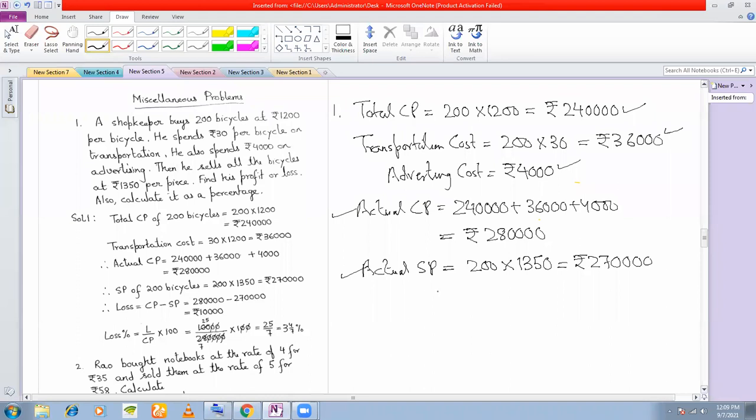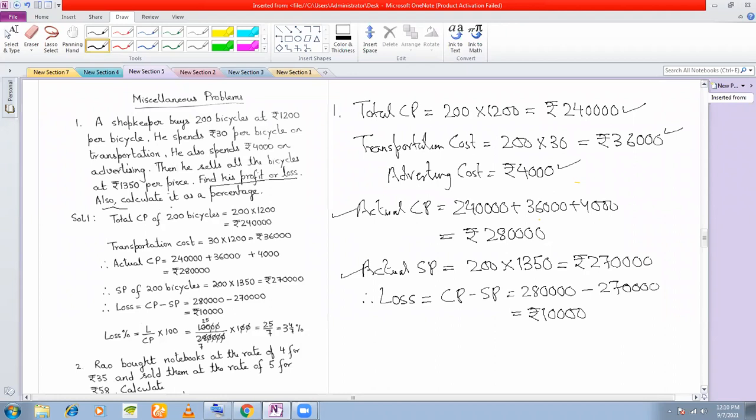So is he making a profit or a loss? He is making a loss. So how much is his loss? Cost price minus selling price. So 2,80,000 minus 2,70,000 is 10,000. So he is making a loss of 10,000. So that answers the first part of the question: find his profit or loss.